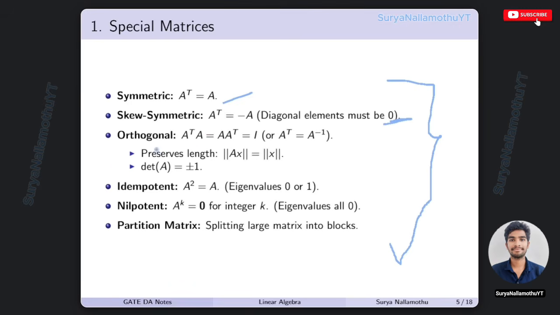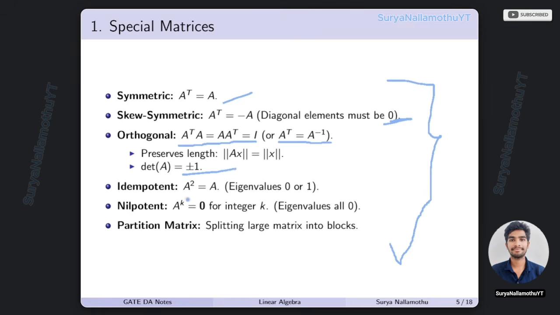Orthogonal matrix. The orthogonal matrix follows this condition: A transpose A is equal to A A transpose is equal to I. You need to follow this condition, or we can also write A transpose is equal to A inverse. For an orthogonal matrix, the determinant will be plus or minus 1. Otherwise, it is not an orthogonal matrix.